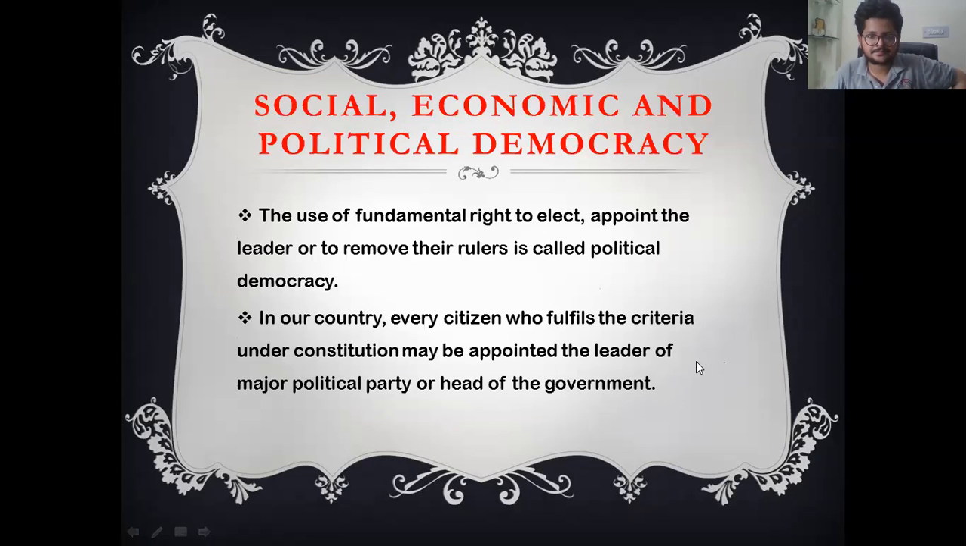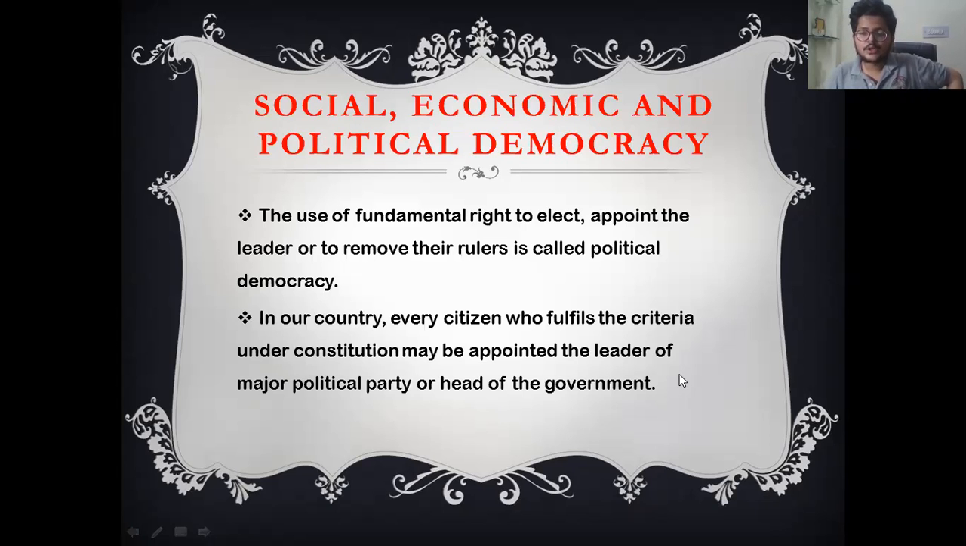Okay, next. Now next comes social, economic, and political democracy. The use of fundamental rights to elect, appoint a leader, or to remove the rulers is called political democracy. Now we'll be discussing the social, the economic, and the political democracy. So what is political democracy? The use of fundamental rights to elect, appoint a leader, or to remove their rulers is called political democracy.